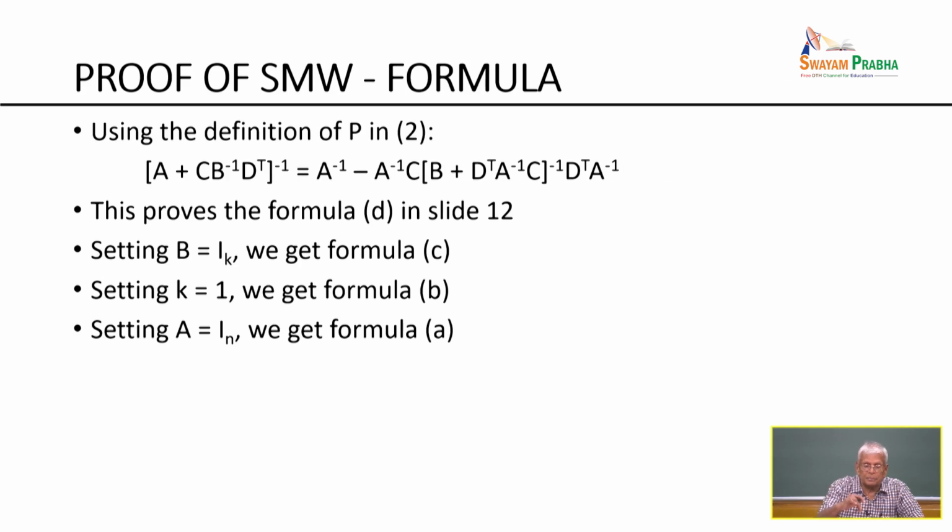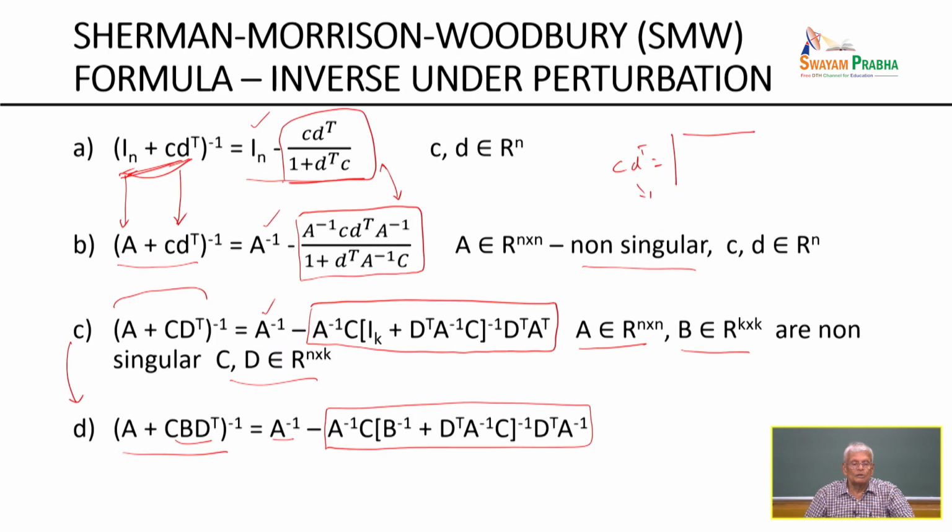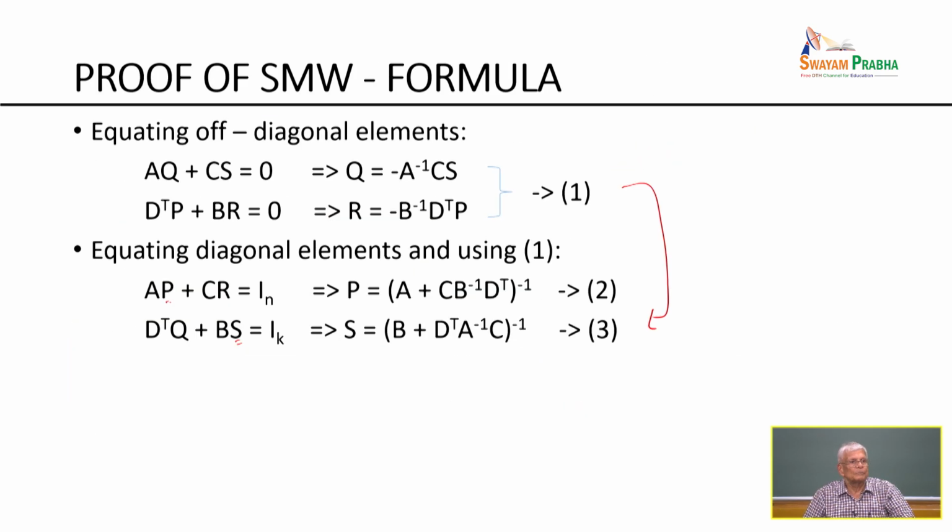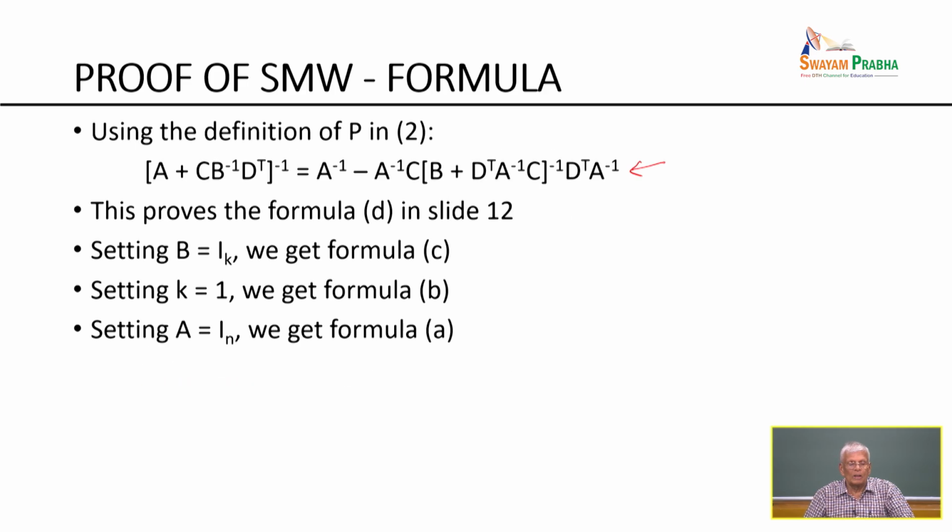So that proves. Now what is that I need to do? So this is the form we already got in the previous slide. Now I am going to set B is equal to IK. I get the formula C. When K is equal to 1, I get the formula B. When A is equal to IN, I get the formula A. Everybody with me, please? So I have 4 formulas A, B, C, D. I showed you the method of proof for D. Are you all with me? That's right. Then I showed you how I can get all the results by specializing choice of B. You all have an aha here. That's right.